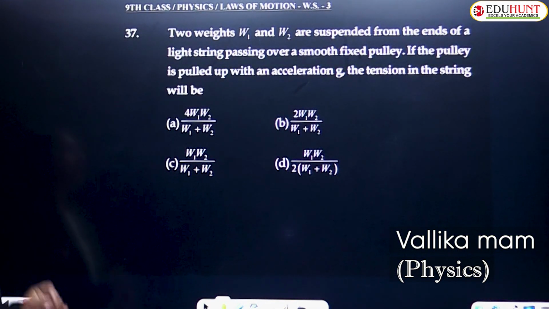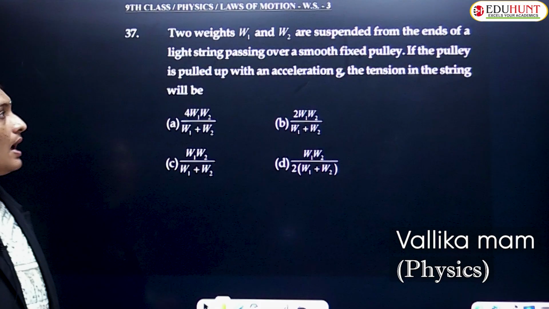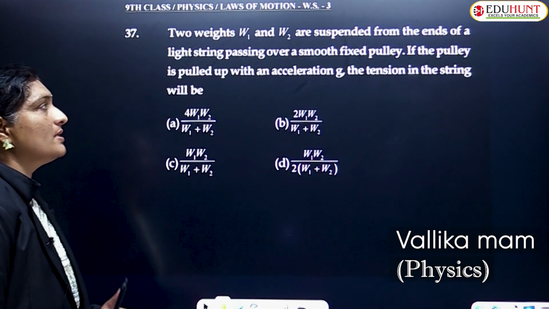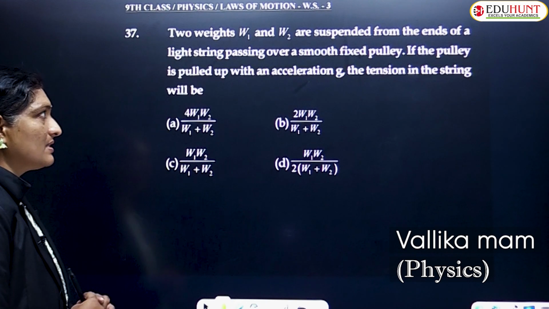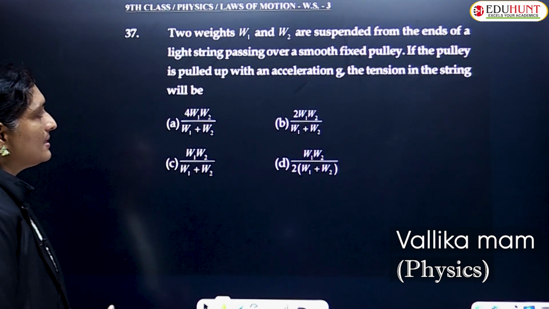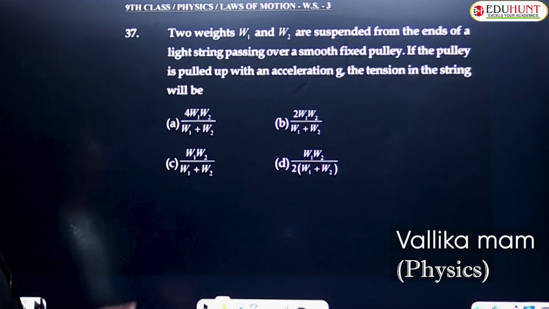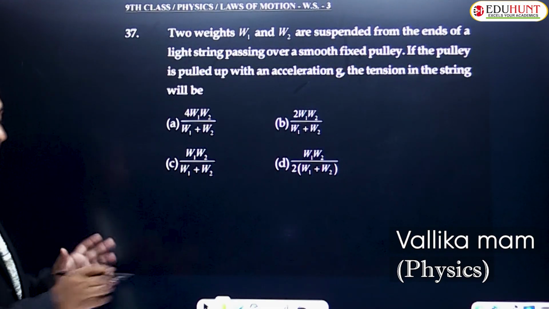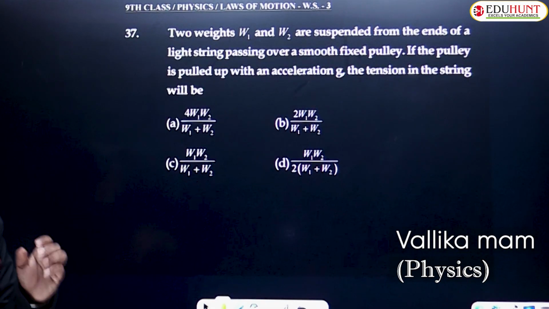37. Two weights W1 and W2 are suspended from the ends of a light string passing over a smooth fixed pulley. So what is given, children? A pulley is there, and two weights are being suspended. The pulley is pulled up with some acceleration g. You're asked to find the tension in the string. For this, let us try to imagine the picture.